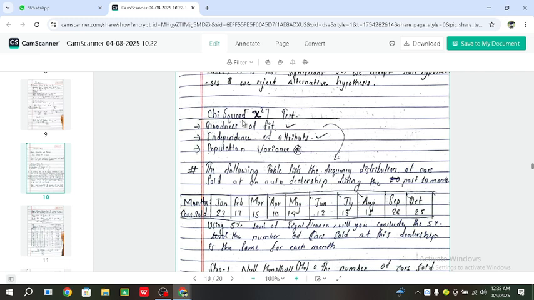Today we finished the chi-square test, numerical number 1, goodness of fit.